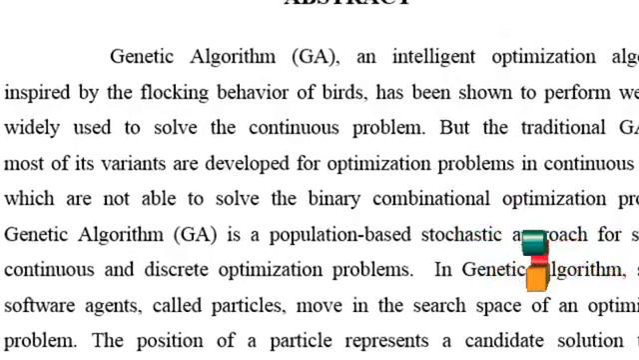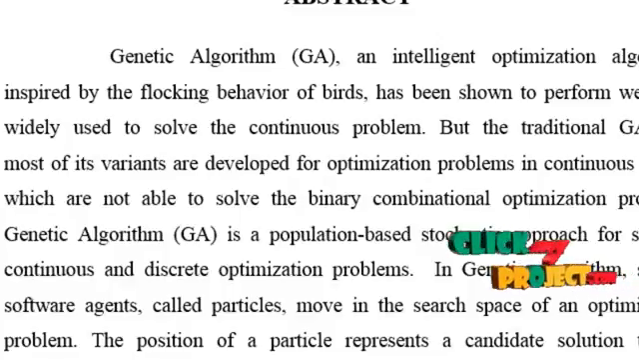Genetic algorithm is an intelligent optimization algorithm inspired by the flocking behavior of birds. It has been shown to perform well and is widely used to solve continuous problems. But the traditional GA and most of its variants are developed for optimization problems in continuous space, which are not able to solve binary computational optimization problems. Genetic algorithm is a population-based stochastic approach for solving continuous and discrete optimization problems.